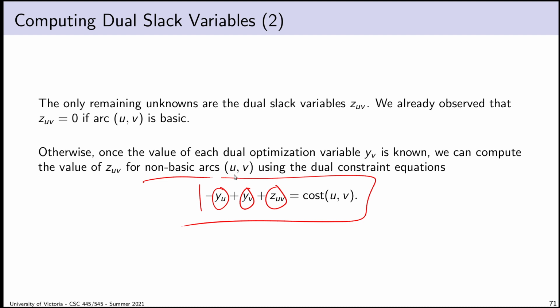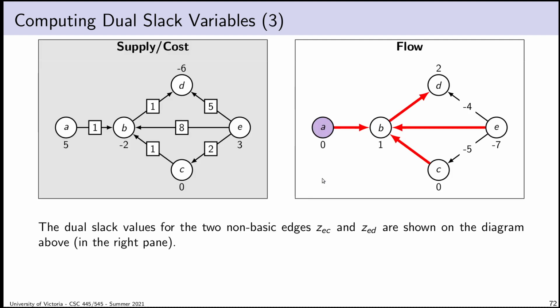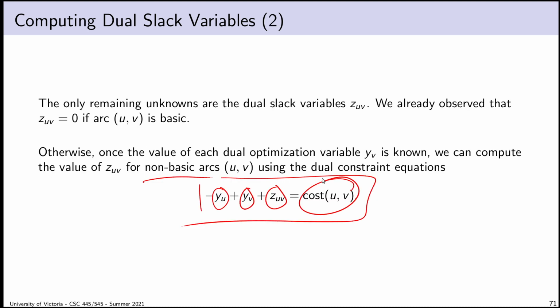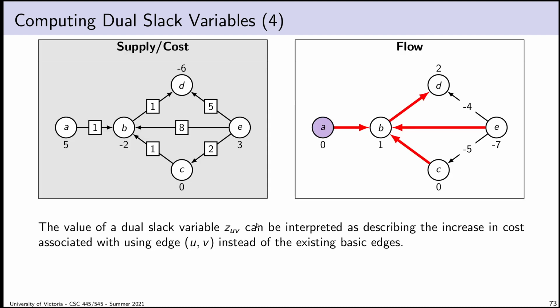So as far as computing the z values, there isn't too much we need to do. We just go back through our graph, and once we have all the y values, and we know the costs of each edge, obviously, we can compute the z values. And so here's an example. This would be the basis we had earlier. Here are the dual slack values there. And it shouldn't surprise us that they are very closely related to the dual optimization variables because the equations that define the z values use the y variables.